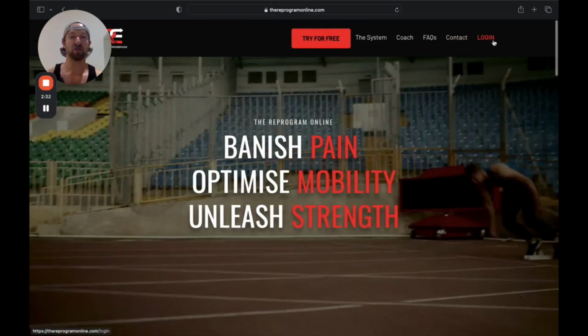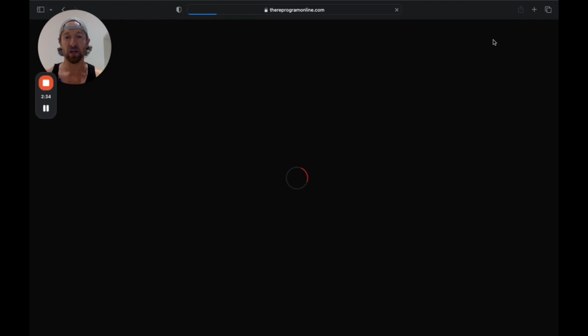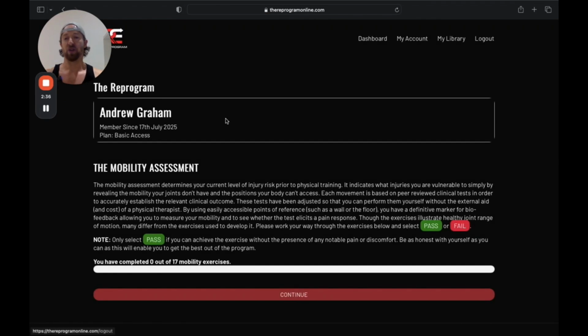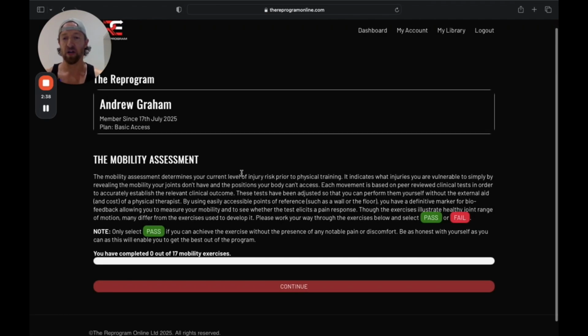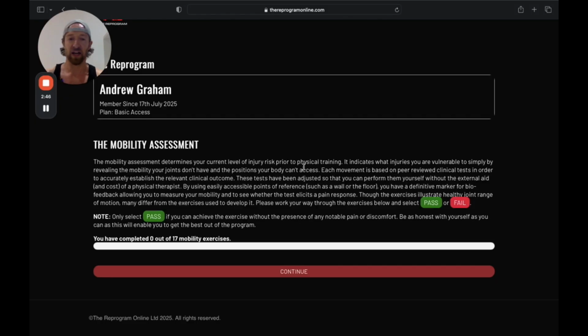I've already registered, so I'm just going to go to login, and it's going to set me up straight away onto the mobility assessment. So here we go. This is the reason we do it, right? The mobility assessment determines your current level of injury risk prior to physical training. It indicates what injuries you are vulnerable to simply by revealing the mobility your joints don't have and the positions your body can't access.